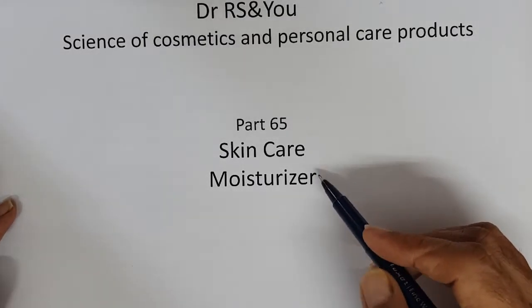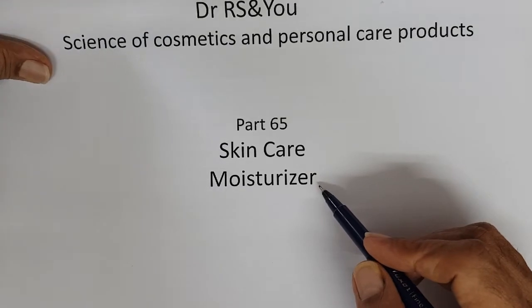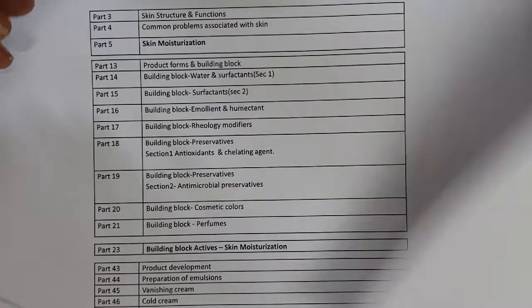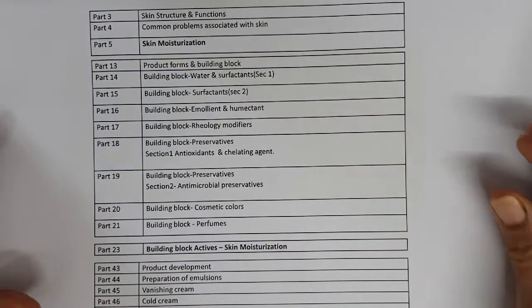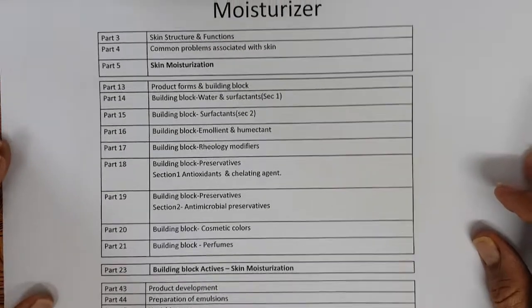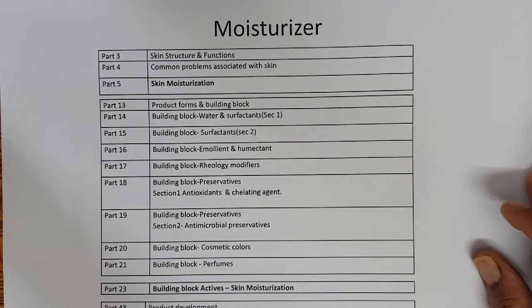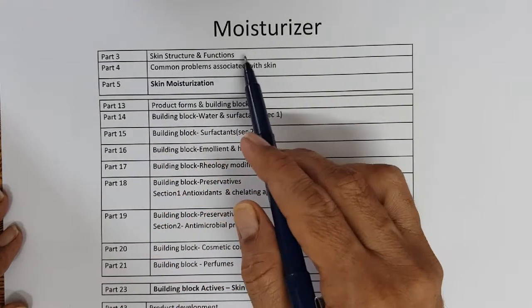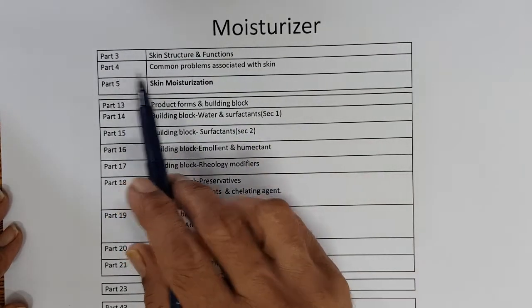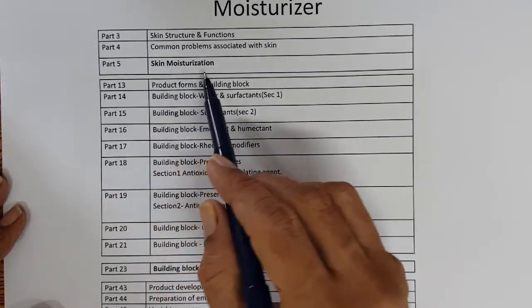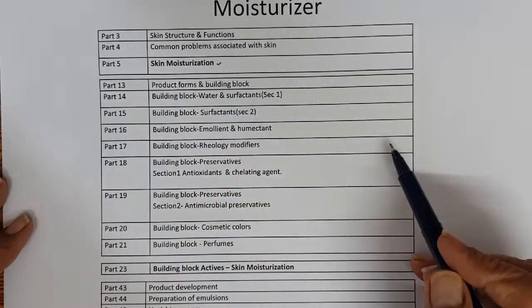In the skin care, we will go through moisturizers, skin moisturizers. To understand skin moisturizer products fully, you have to go through all these chapters. Part 3, skin structure and functions. Part 4, common problems associated with skin. And Part 5, skin moisturization.